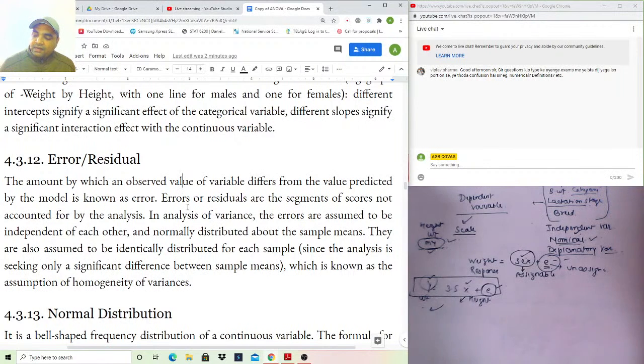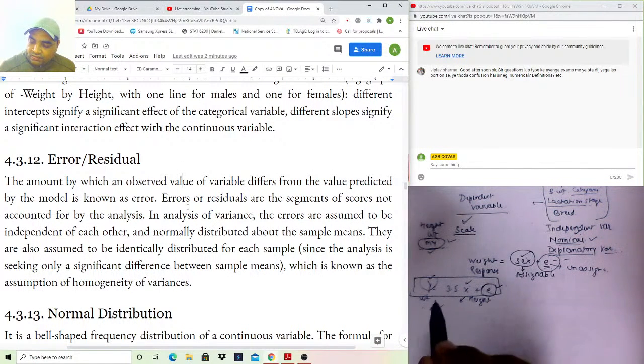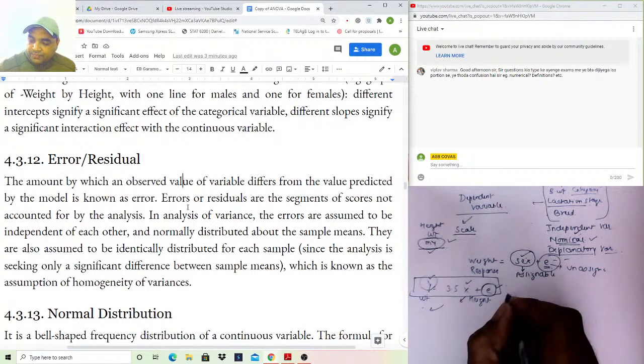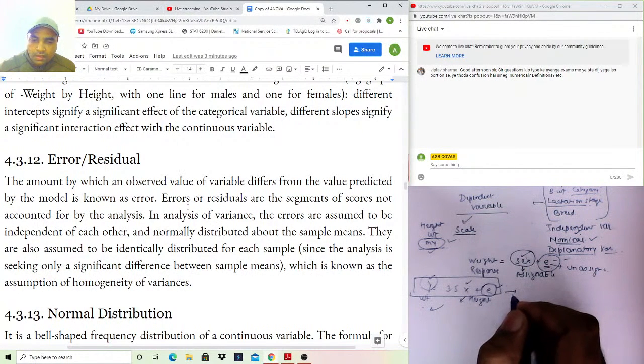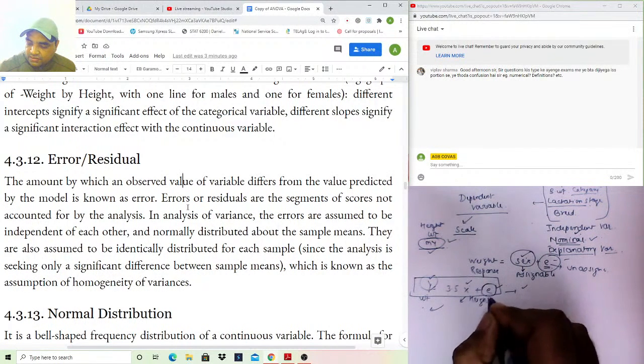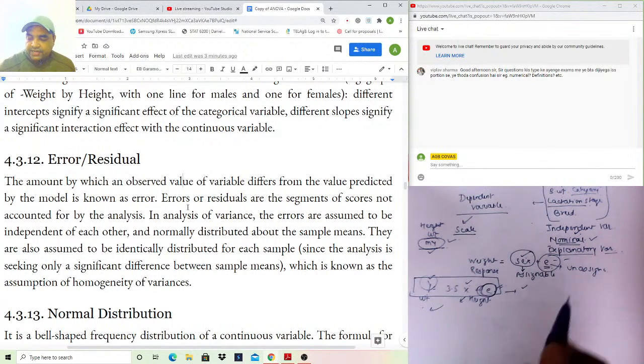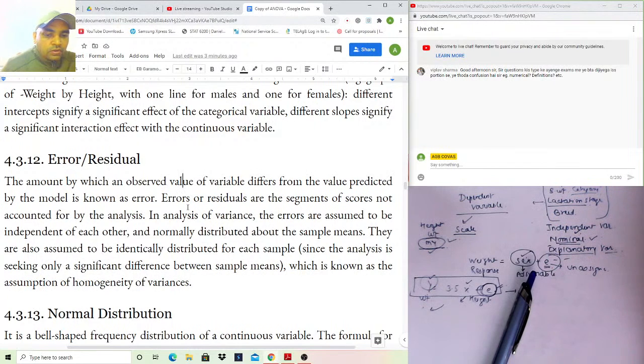Okay, and as far as this ANOVA is concerned, if you follow its regression equation, that is, if you find the regression coefficient and then find this equation, then this error will be least, right? So this is your residual, right? So errors or residuals are the segments of scores not accounted for by the analysis. So by analysis, it is not able to find out this e.